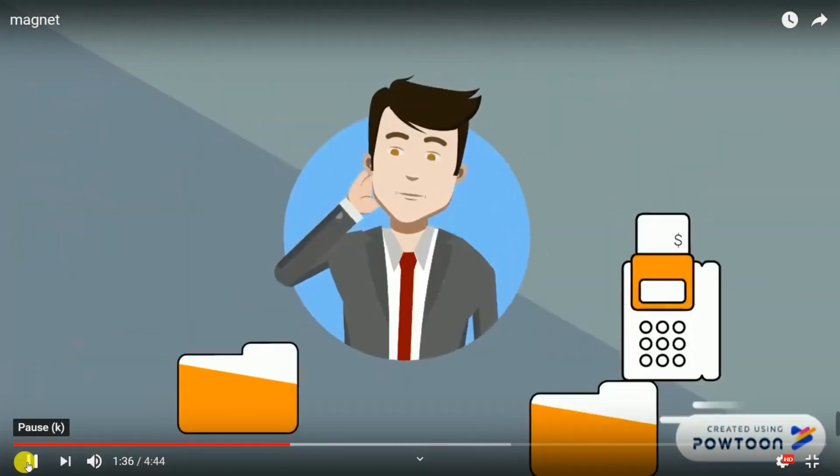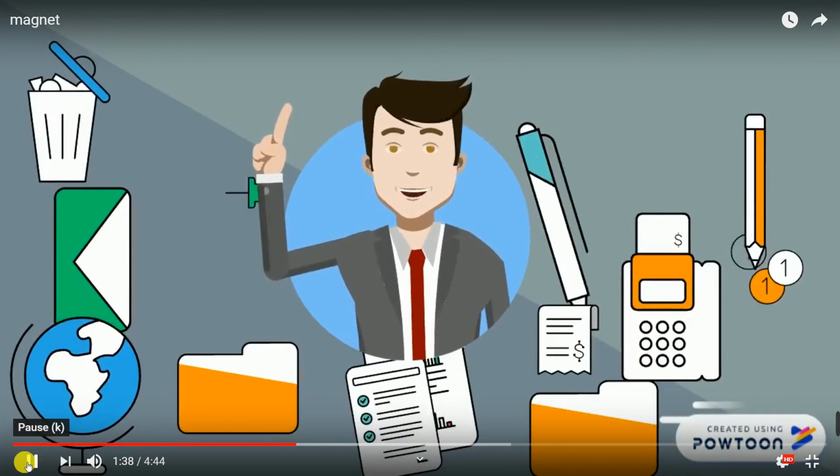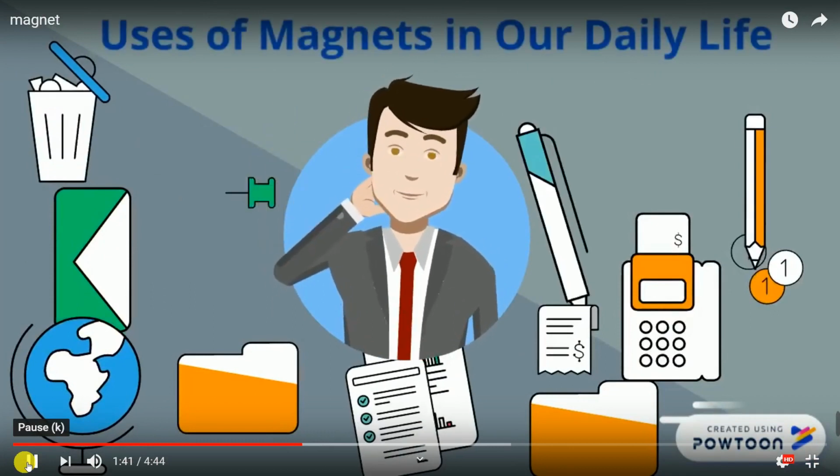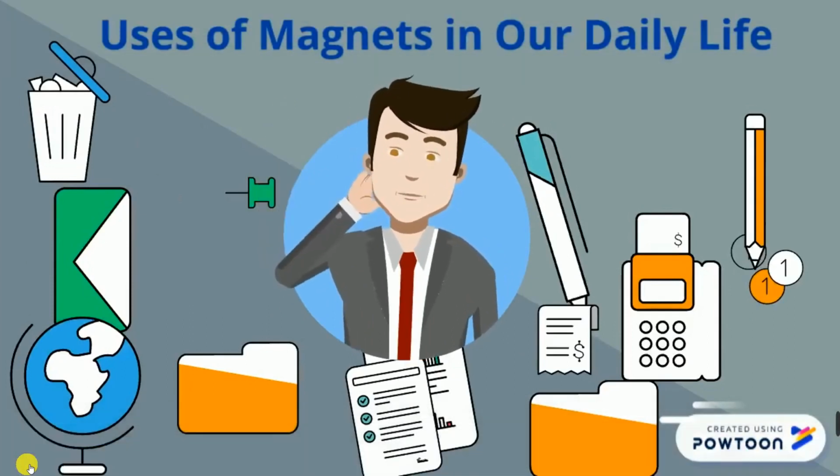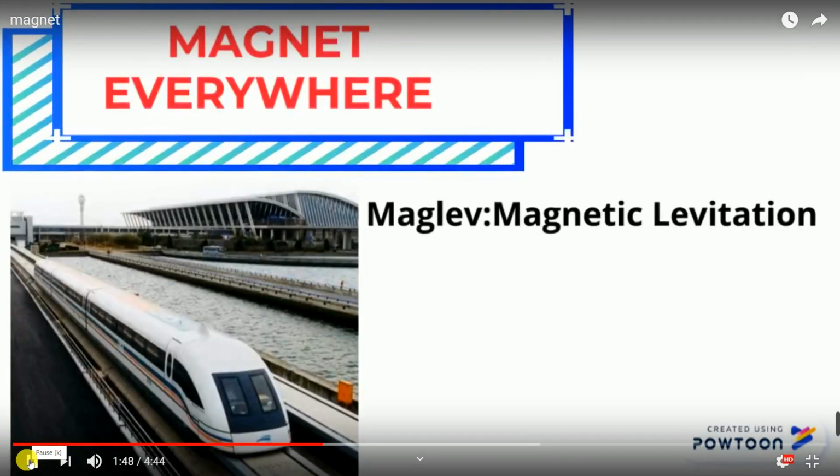So we talked about magnet shapes, magnetic materials and non-magnetic materials, and magnet poles. Now, how can we use magnets in our life? Magnets have many uses, and the first one is maglev. What's the meaning of maglev? Maglev, magnetic levitation. It's a way of moving without touching the ground.